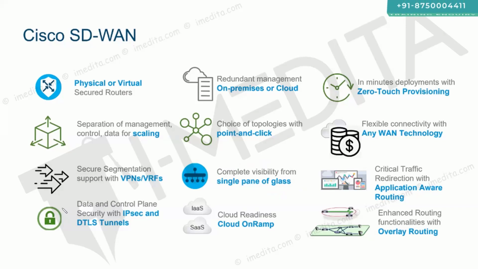Then we have secure data plane connectivity as well as control plane security, with IPsec and DTLS tunnels. I brought up this topic yesterday. All the connectivity between the remote sites for exchanging data, so that's called data plane connectivity, would be secured by IPsec. The connection between the managed router and the control components like vManage, vSmart, and vMon will also be secured by DTLS.